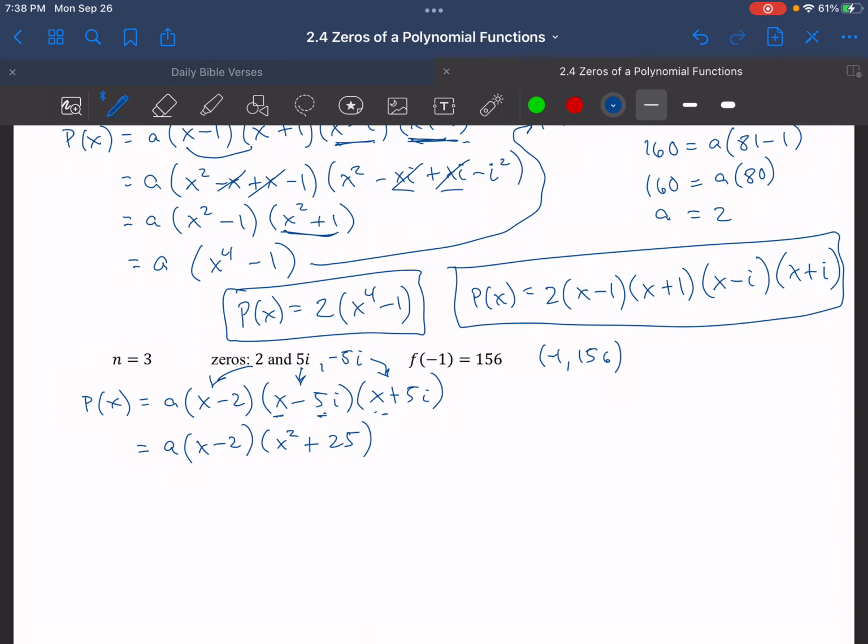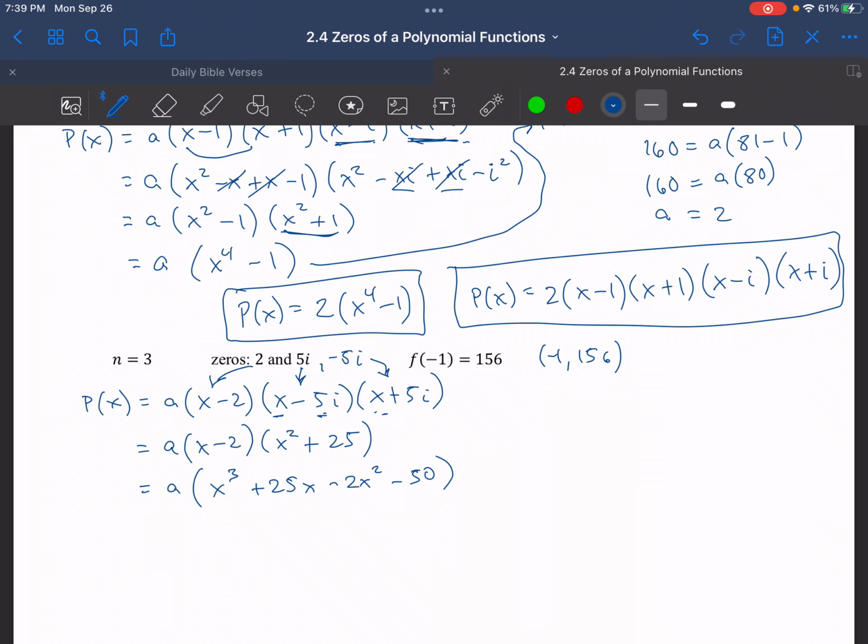And so now we need to do this one last FOIL, this multiplication, and we end up with a times x squared is x cubed, x times 25 is 25x, so we're just going in here every term, then a minus 2x squared, and then a minus 50, just like that. And at this point, there is our fully expanded form, and so we have the factored form and the fully expanded form.